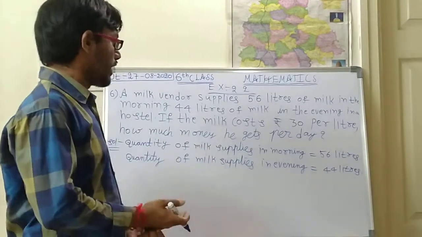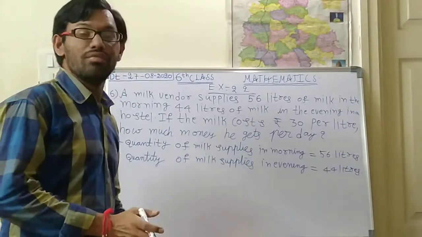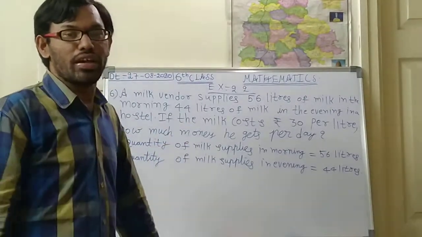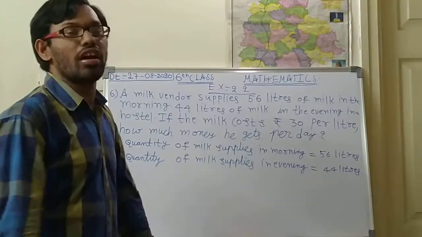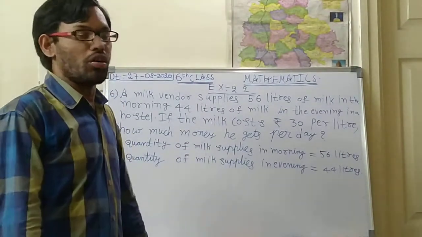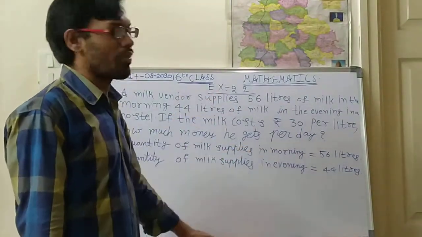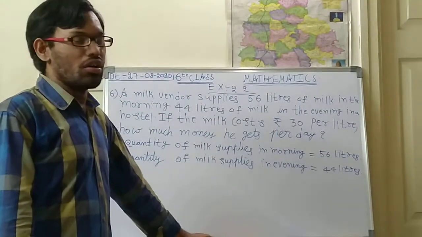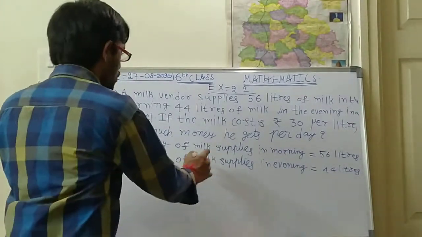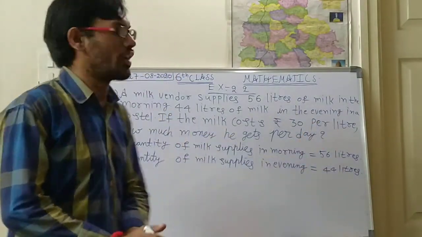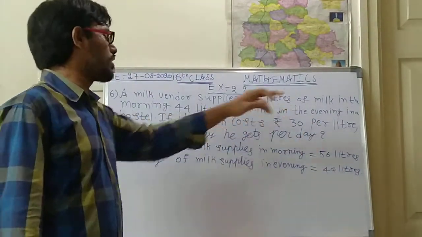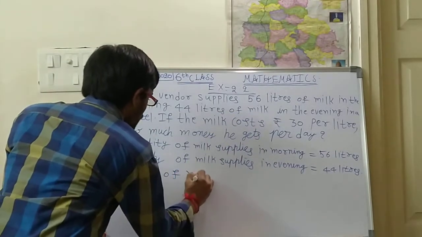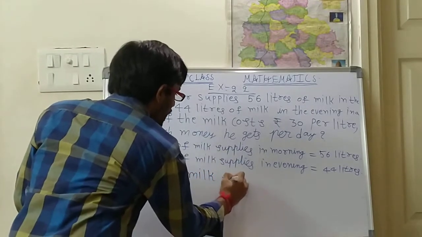So one more thing, here you should solve using the properties. You should solve by taking any one of the properties. You cannot just simply do the problem. Because this problem is given in the properties, you have to solve it using properties only. So the quantity of milk supplied in the evening is 44 liters. Now if the milk costs rupees 30 per liter, the third step is the cost of milk per liter.